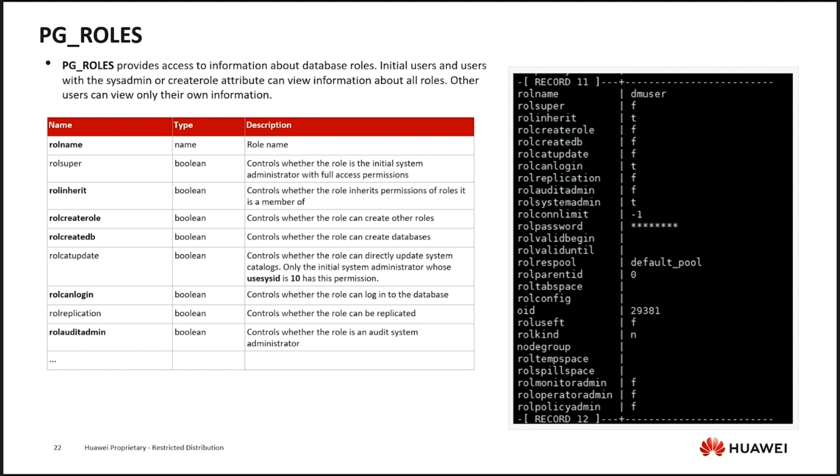This catalog contains some boolean fields that determine whether the role has certain permissions, such as the field controlling whether the role can log into the database, and whether the role is an administrator. The figure shows an example of querying information about a user role from a select statement.